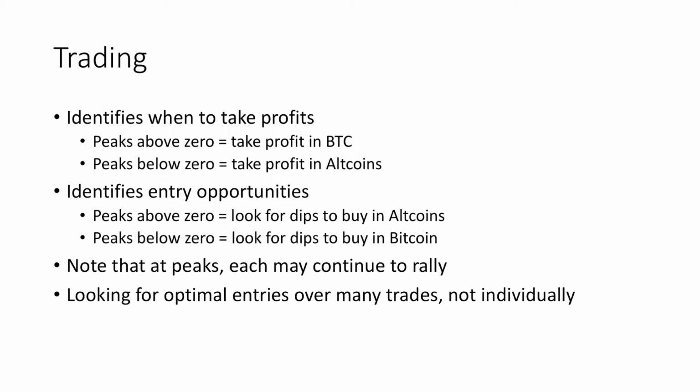We can use the crypto spread indicator to look for entry opportunities in the following ways. If it peaks above zero, this means that Bitcoin is currently providing better returns, which means that altcoins might be priced more competitively. On the other hand, if the spread indicator is below zero and peaks, that means that altcoins are providing better returns and we may get a better deal with Bitcoin. Of course, we note that at peaks, each may continue to rally respectively. We're simply looking for optimal entries over many trades, not individual ones.